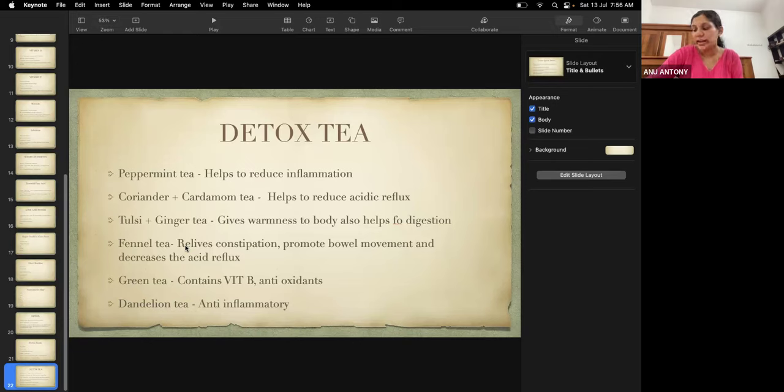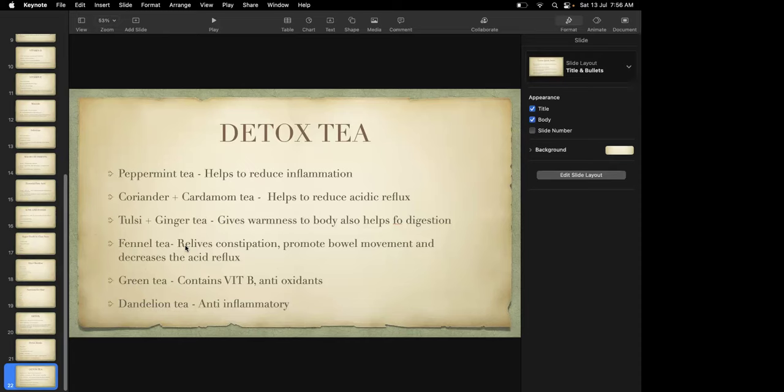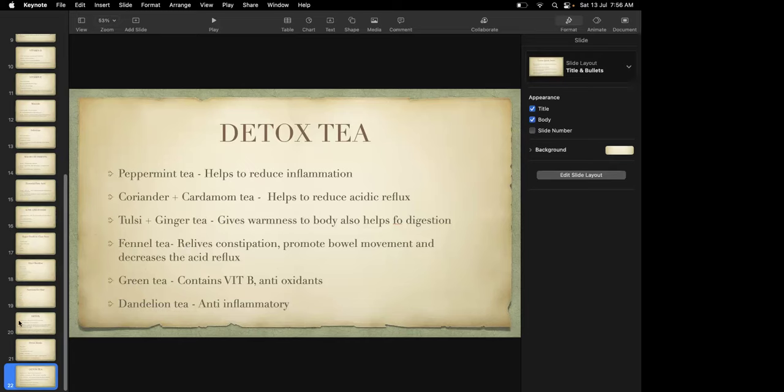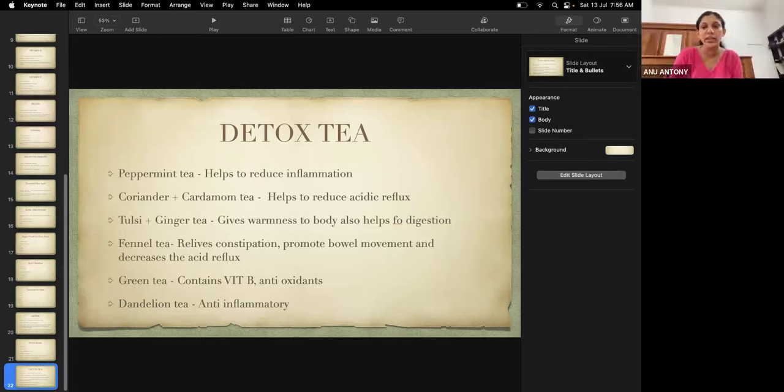Then dandelion tea. Dandelion tea is not available in India, but it is available in foreign countries. It is really helpful as an anti-inflammatory. So for a person who has any liver disease, liver cirrhosis, you can definitely advise dandelion tea. 1 to 2 glasses will be enough. Even in summer season, you can advise dandelion tea. You can advise it as a replacement for normal coffee and tea. So these are the basics of detox. You should understand this rather than going for any other infused waters.